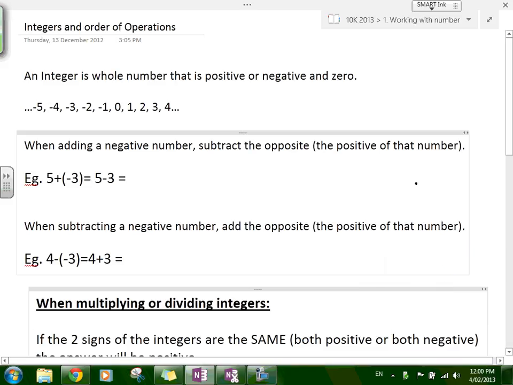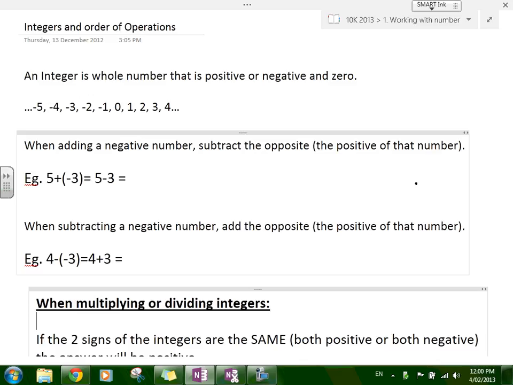We're now recording. Alright, so this is integers and order of operations. What we're talking about is what integers are and how to add, subtract, divide, multiply, and do these various things. Our topic, our chapter, if you like, is exploring number. For the next couple of weeks, we're going to be looking at number and various things like that. An integer is just a whole number that is positive or negative or zero.